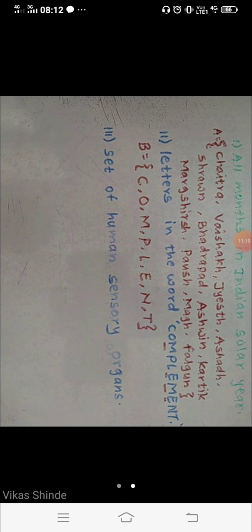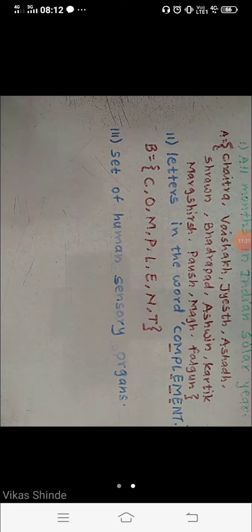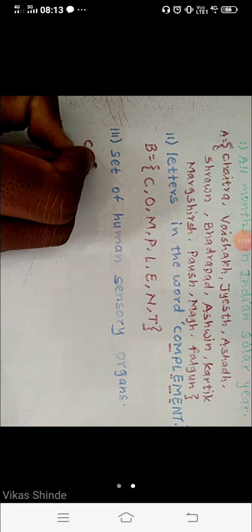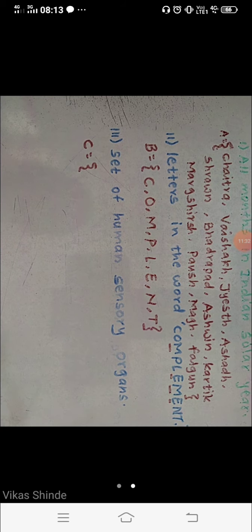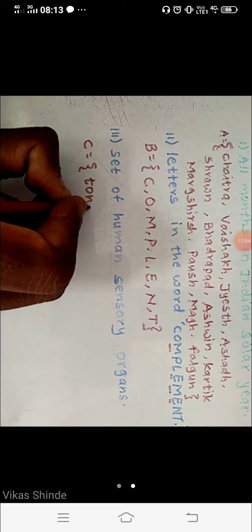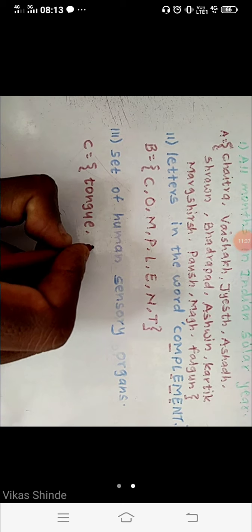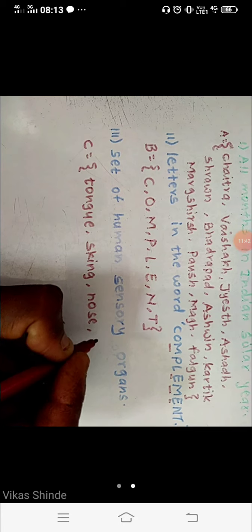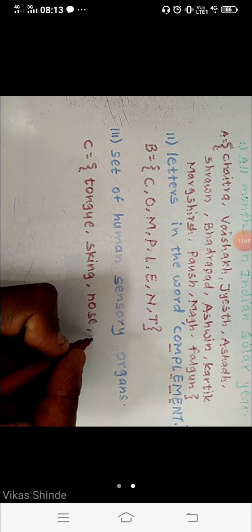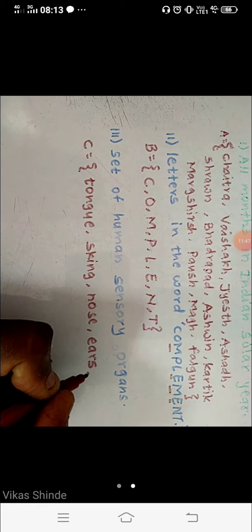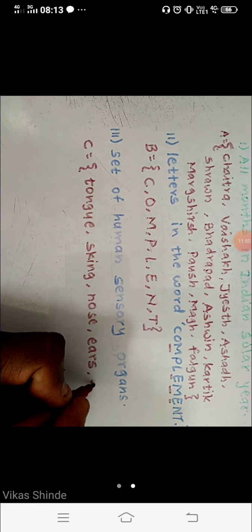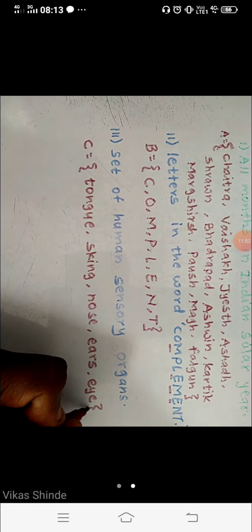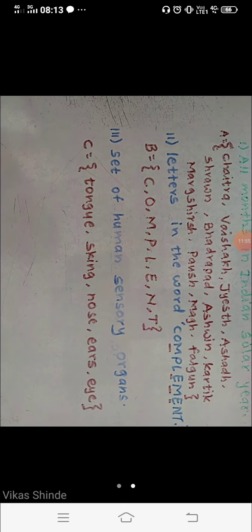Now the third one, set of human sensory organs here. All of you know we studied in science how many sensory organs human have. So human beings have 5 sensory organs. Which are these? You know here, tongue, then skin, nose, ears, and the last one is eye. Is your answer here.